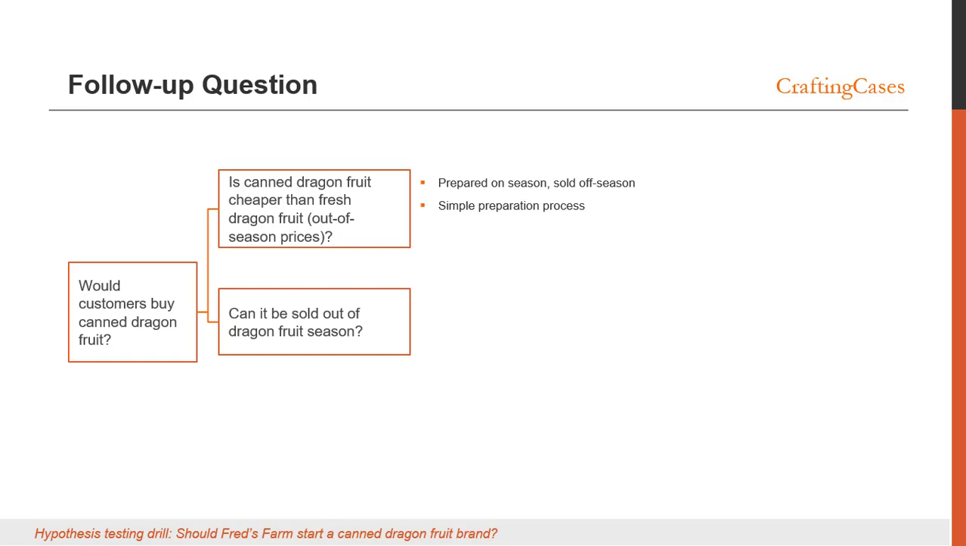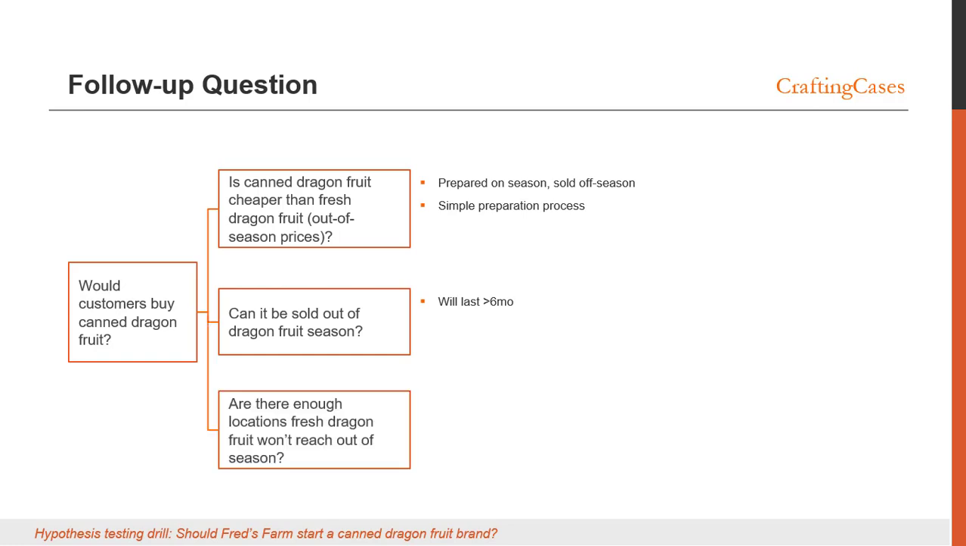So I need to know, will my product last over 6 months on the shelves? Because that's the time between peak of season and peak of out of season. Okay? And it probably will, because canned food lasts long. But if I needed to do a quick test, I'd simply check how long canned peaches last, or whatever other canned fruit lasts, and then I can assume that that's what my product is going to last.